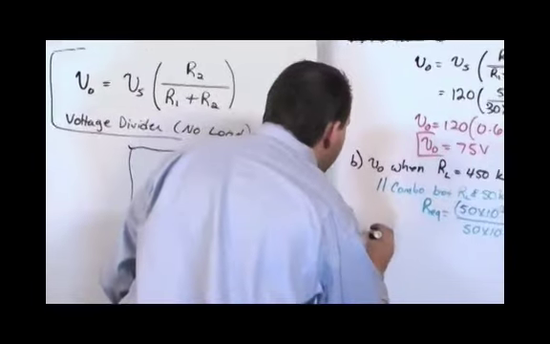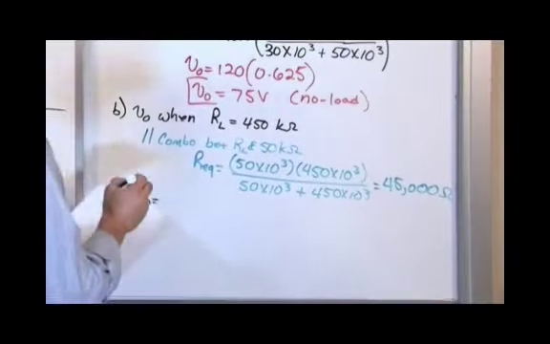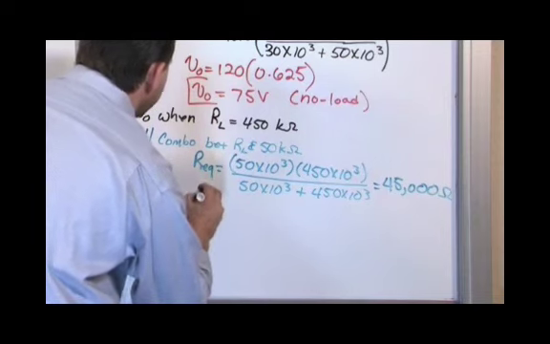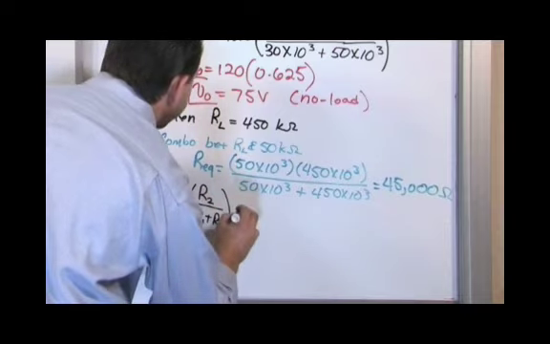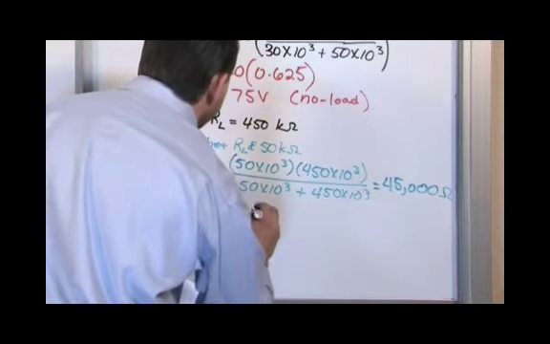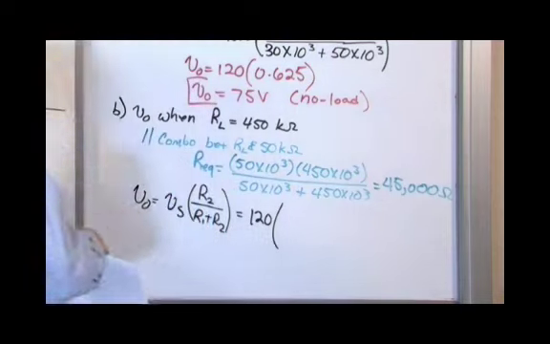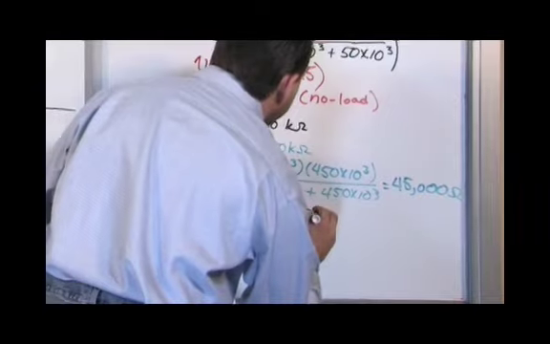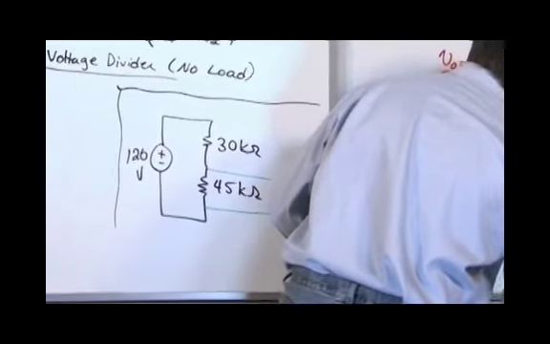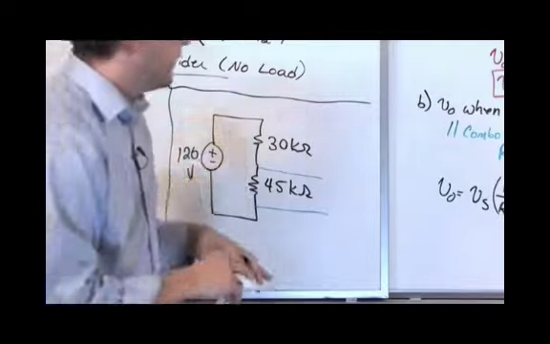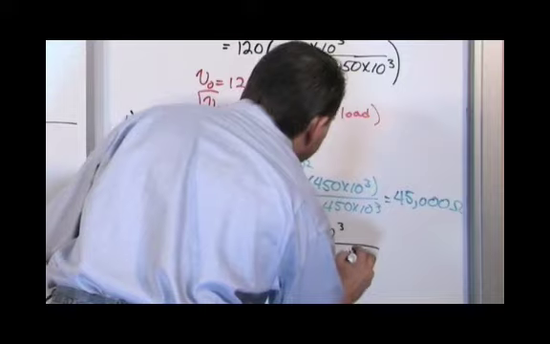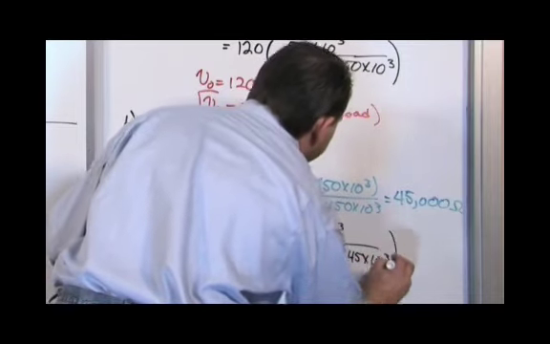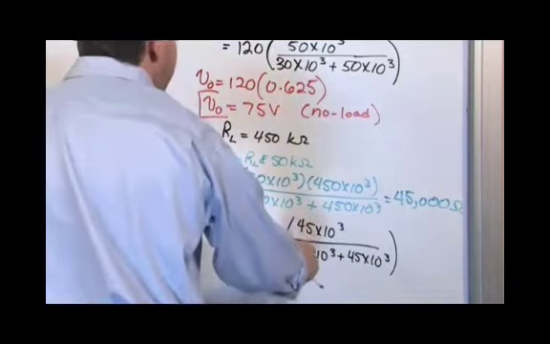Let's say the output voltage is equal to Vs times R2 over R1 plus R2. Of course, it's multiplied together. So Vs is 120. R2, our resistor we're tapping off of, is now 45 kilo ohms, so we'll do 45 times 10 to the 3. And now we do a sum. So here we have 30 and 45. So we have 30 times 10 to the 3 plus 45 times 10 to the 3. We close that off and do the division there.